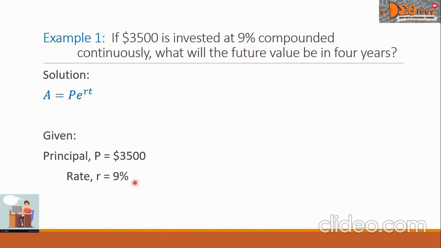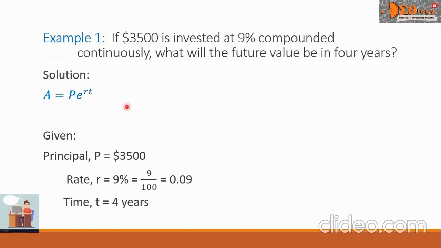We convert this 9% into decimal. First, let us drop the percent sign and divide the number 9 by 100. And the quotient will give us 0.09. Next is the time denoted by T, and that is 4 years.